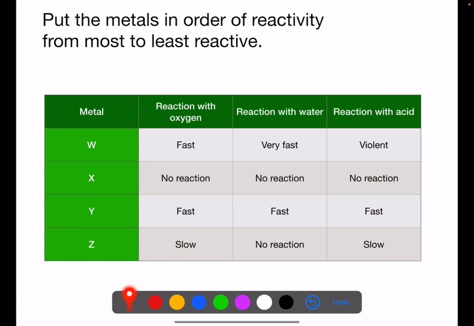Let's look at the two extremes. Our most reactive seems to be W, as this reacts violently with acid, and our least reactive seems to be X. We then need to look at the two in between. We have Y and we have Z. Y reacts more quickly than Z, so we must have Y after W, and then Z afterwards.